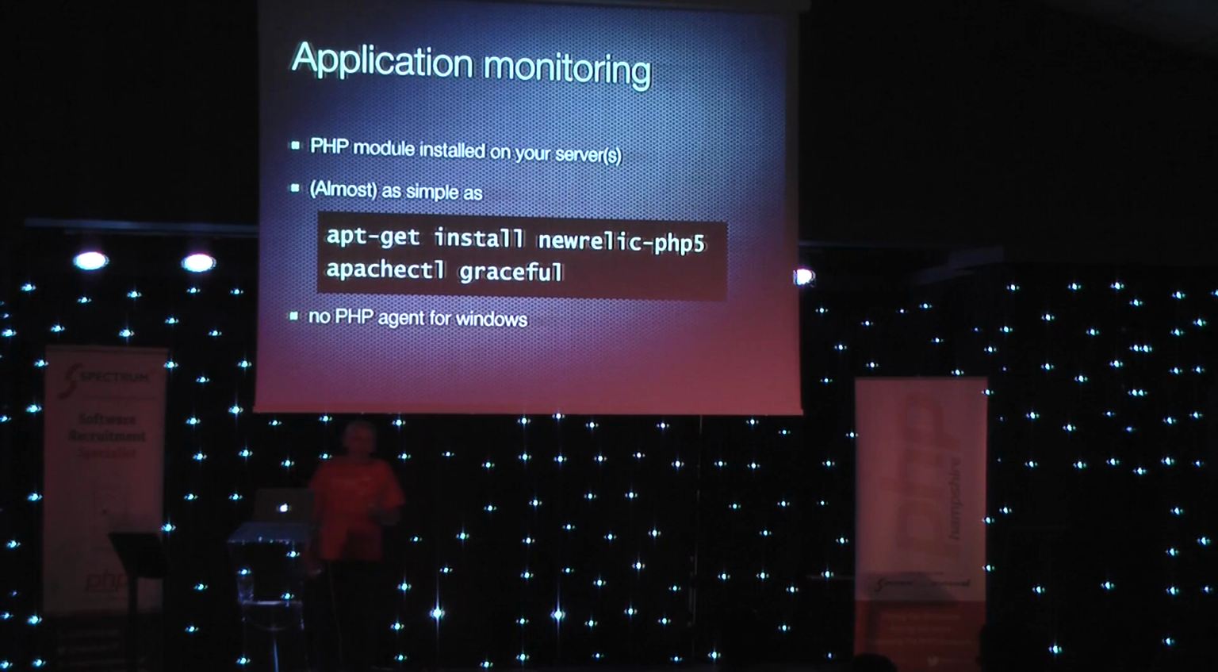As far as application monitoring goes, you start off with signing up, getting your license key, and then basically you have to install a PHP module onto your web server. At present, there's no PHP agent for Windows, which means if you're using Windows to serve your PHP web applications, you're not going to be able to use New Relic for this. I say it's almost as simple as an apt-get install. You have to fiddle around with certificates getting trusted first. But basically, you install the module, you give it your license key, and away you go.